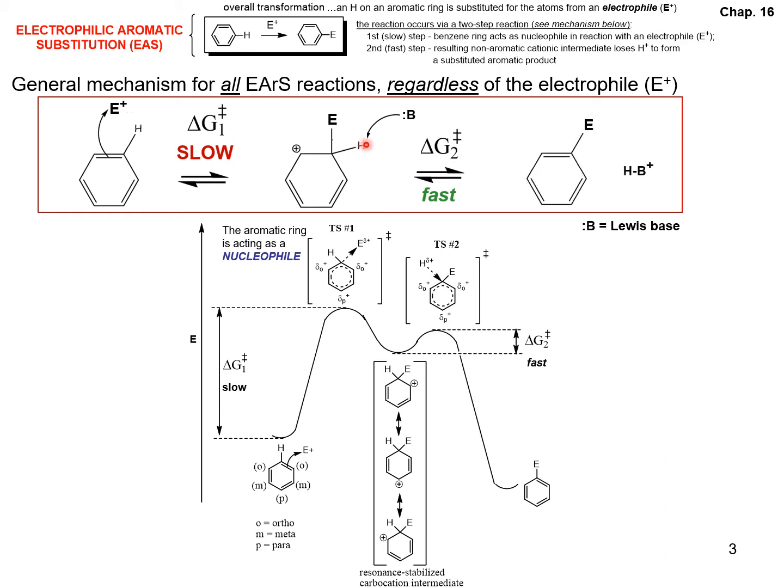So a Lewis base removes this proton, these two electrons go back into the ring, and you end up with an aromatic product, and you can see that overall you've substituted the hydrogen on the ring for the atom or atoms from an electrophile. So once again, all electrophilic aromatic substitution reactions follow this same general two-step mechanism. What's different, however, is the electrophile and also how you make that electrophile, how you form that electrophile, which we'll look at now for halogenation, nitration, sulfonation, and also the Friedel-Crafts reactions, which are carbon-carbon bond-forming reactions.